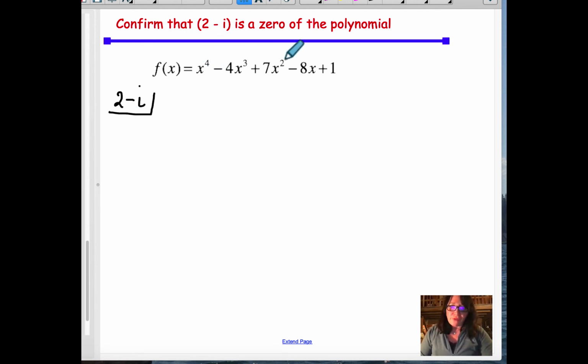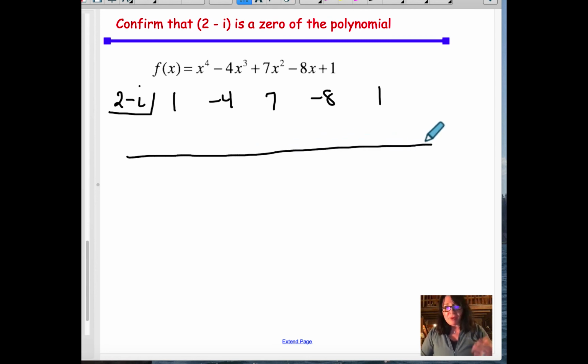So we go 4, 3, 2, 1, 0. That works. So I'm going to go 1, leave some space, negative 4, and then I've got 7, negative 8, and then 1. And so I'm going to draw this line here, and we're going to do it the same way we would do normally synthetic division, but it has imaginary numbers. So we're going to add down 1, multiply across, I get 2 minus i. I'm going to add down. So negative 4 plus 2 is negative 2, and then minus i.